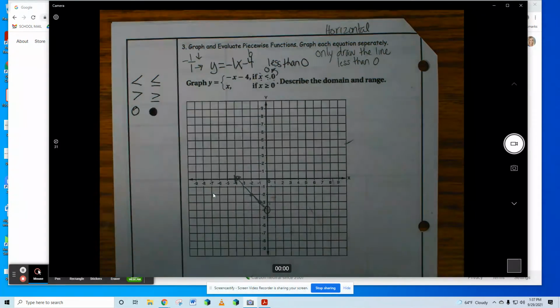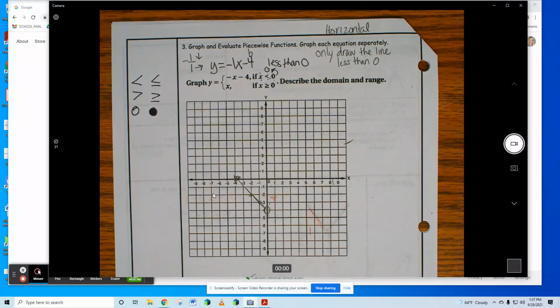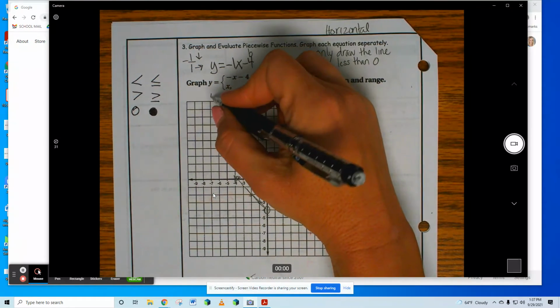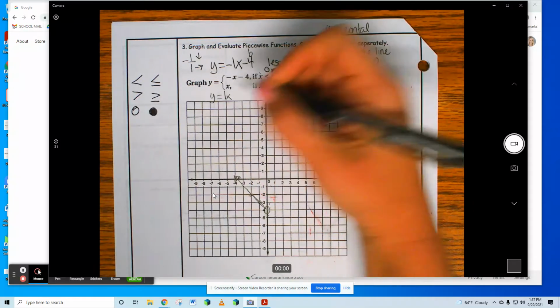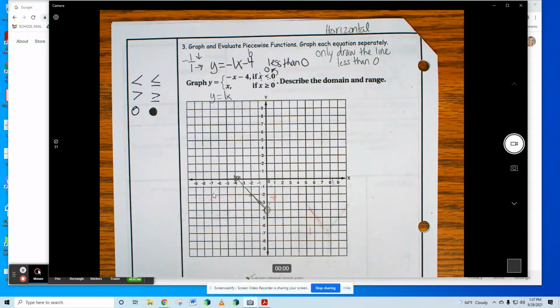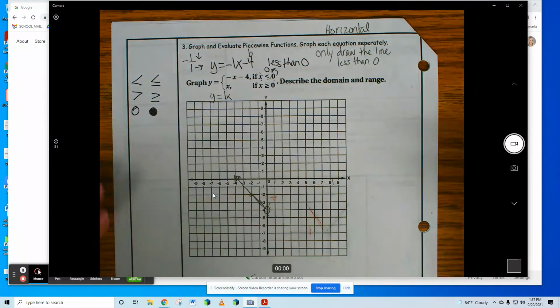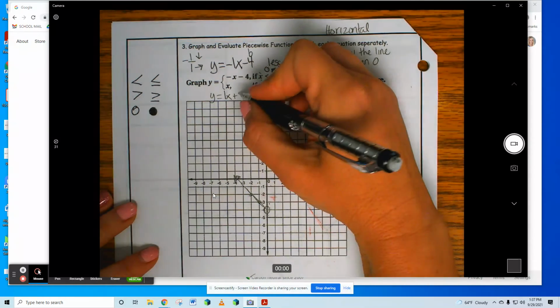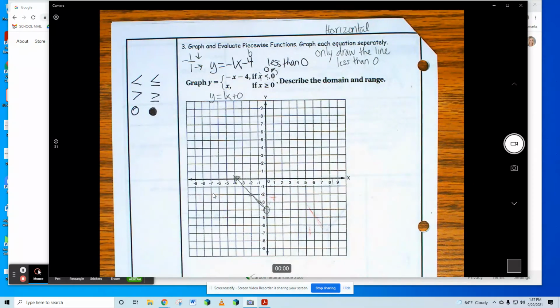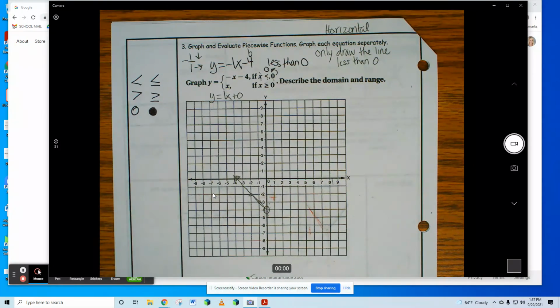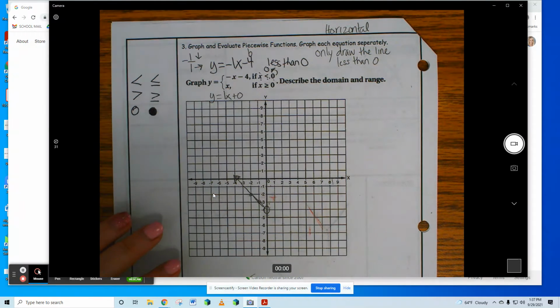Now I'm going to go down and do the bottom one. Y equals x. This is y equals 1x. Is there a y-intercept on this line? 1x. There's no plus anything or minus. It's nothing. I would just put a 0 there so that I know it's on the y. The y-intercept is at 0.